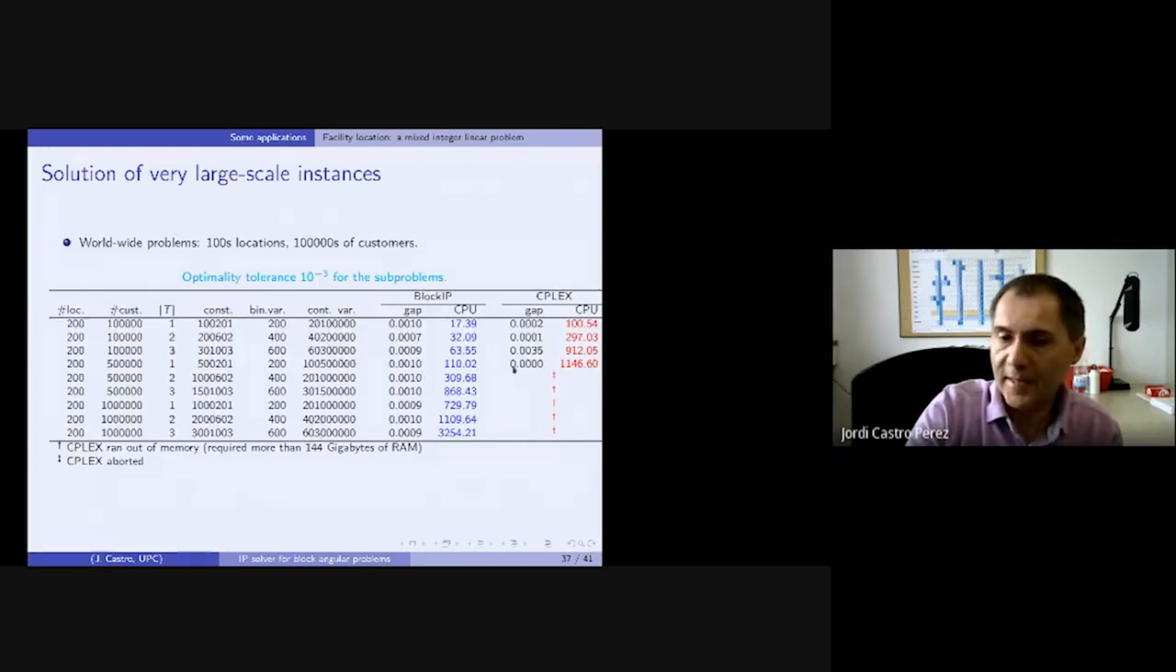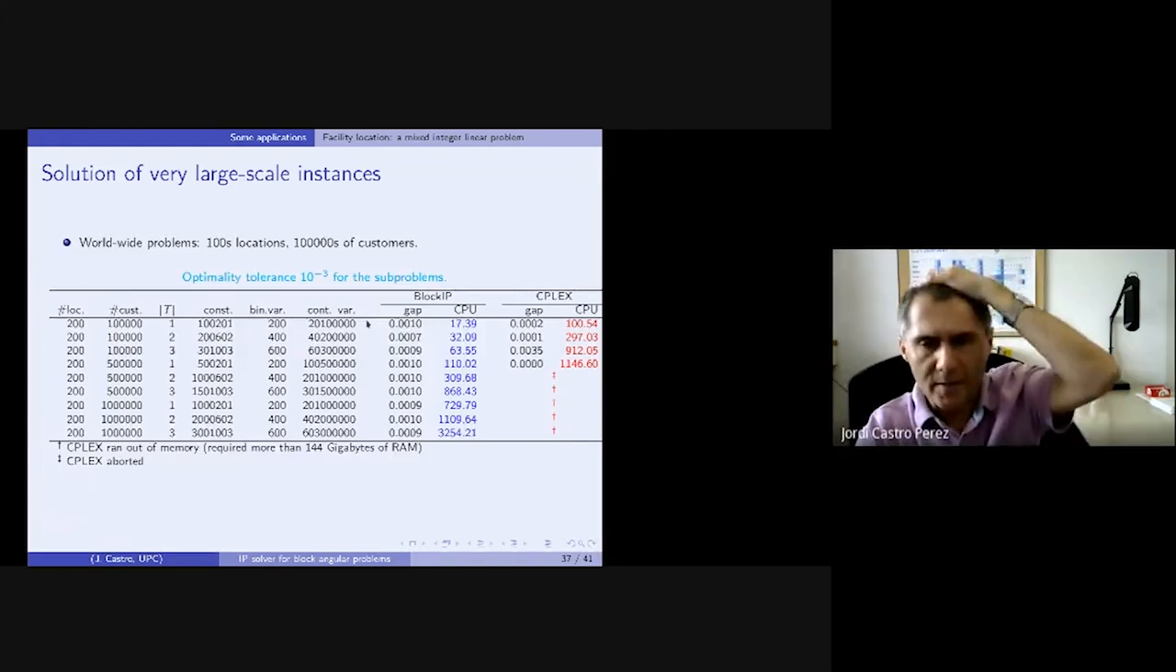But even in the smallest case, with only 100 million continuous variables, we got a solution in 100 seconds, and Cplex required 10 times more. These results are available in a paper in Mathematical Programming.